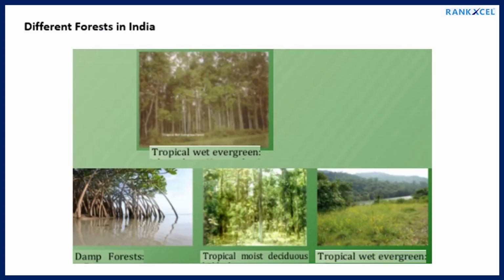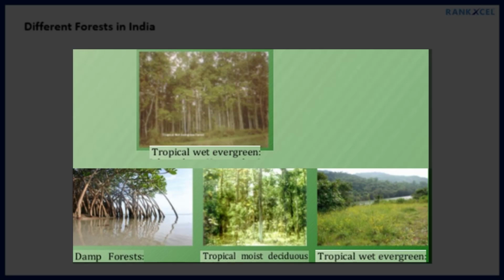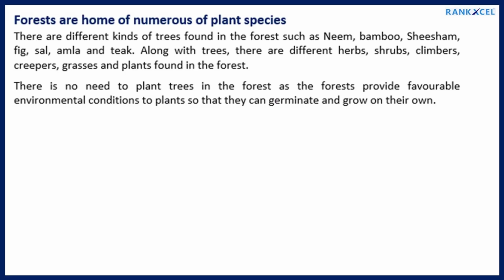Different forests in India. Forests are home to numerous plant species. There are different kinds of trees found in the forest such as neem, bamboo, shisham, fig, sal, amla and teak. Along with trees, there are different herbs, shrubs, climbers, creepers, grasses and plants found in the forest.